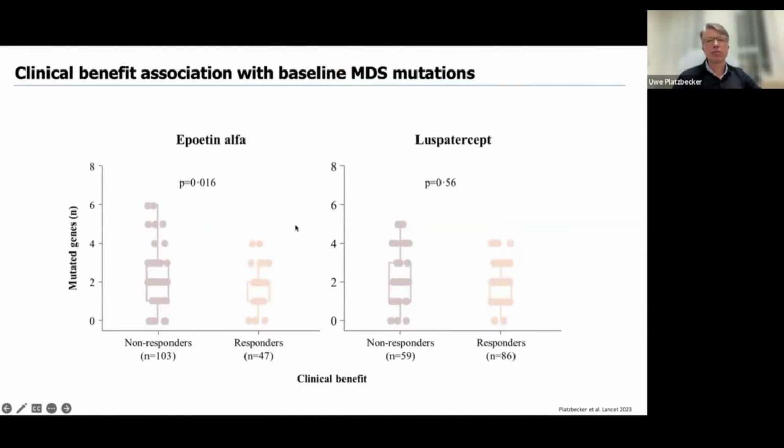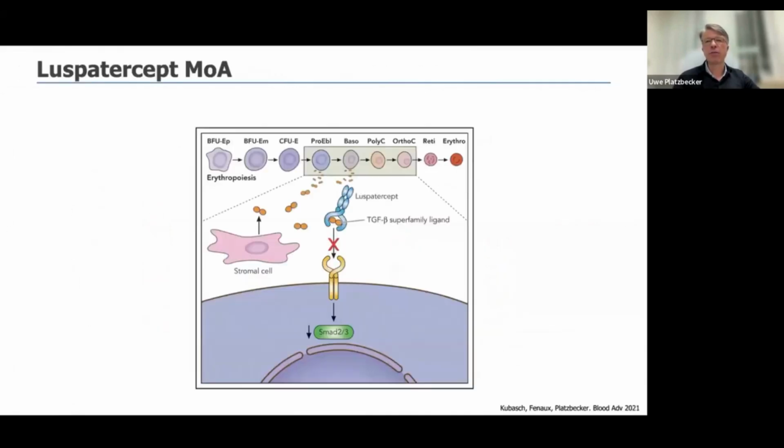So what about biomarkers of response? I think an interesting observation from this trial was that in the EPO alpha arm, patients being non-responders had a significantly higher number of mutations like TET2, DNMT3A, SF3B1, as a mutation panel was actually performed in this trial. And the same was not the case for luspatercept. So luspatercept worked irrespective of the number of mutations.